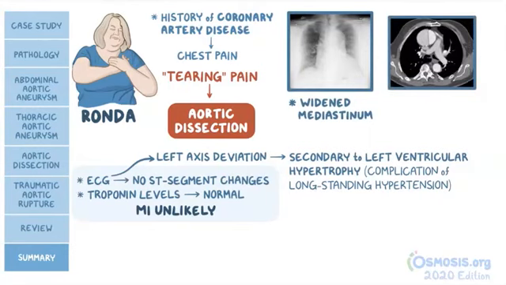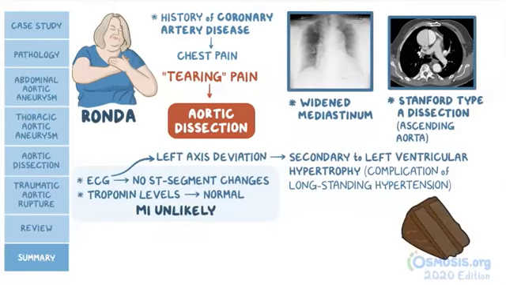Fortunately, a CT was done, which caught a Stanford A dissection involving the ascending aorta. Rhonda is now recovering from her surgery and is now dissecting into a nice piece of chocolate cake.